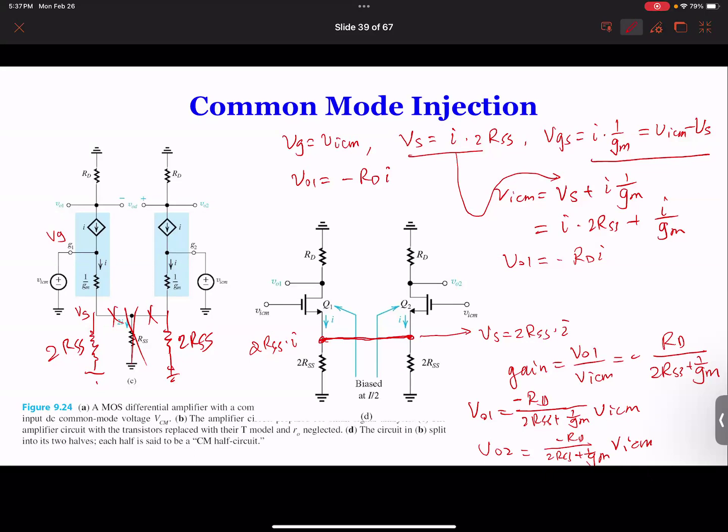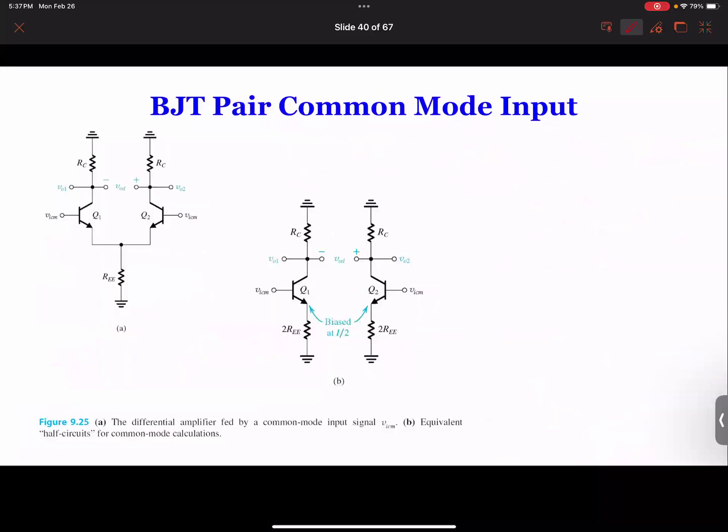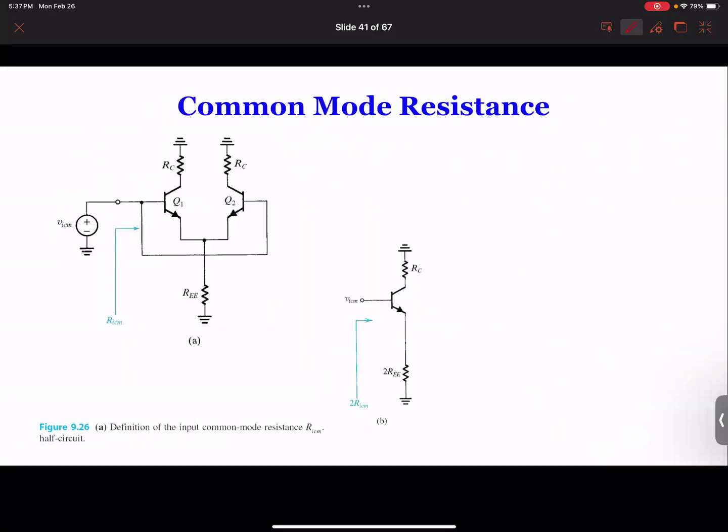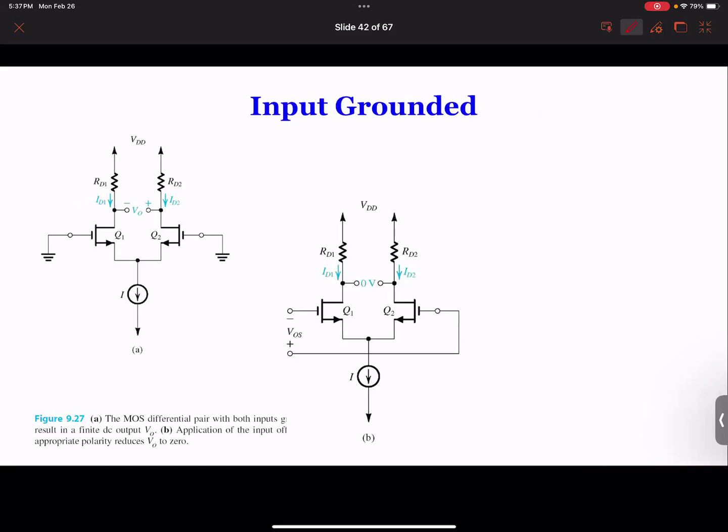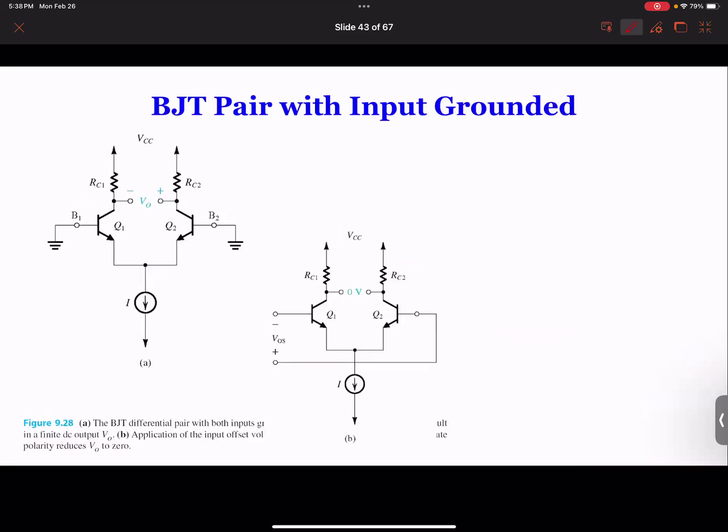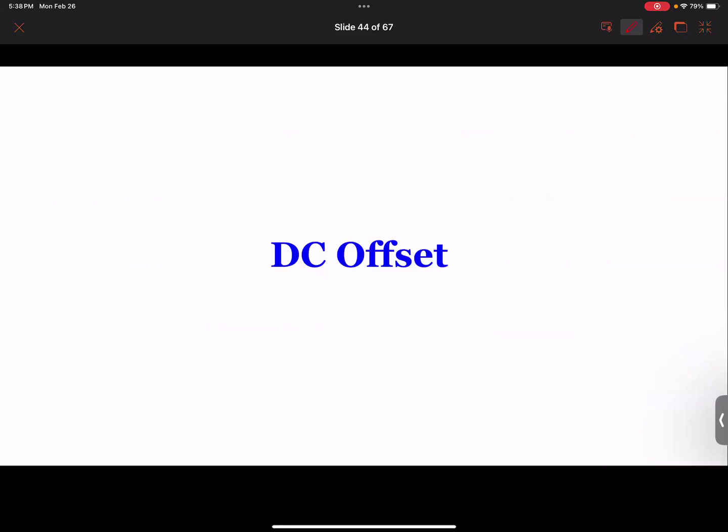So what happens next is going to be really interesting. What happened? Come on, mode input. This is not good. I'm sorry, I made some mistakes.